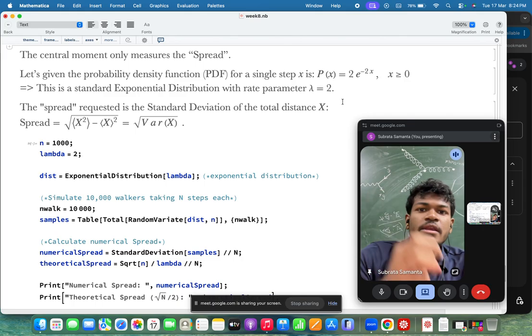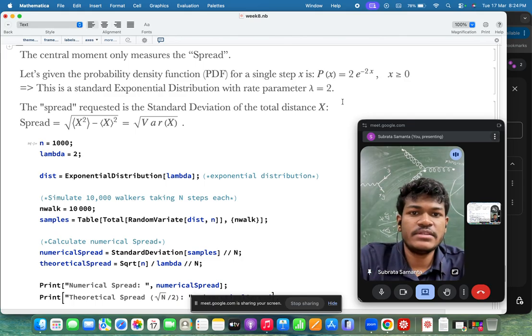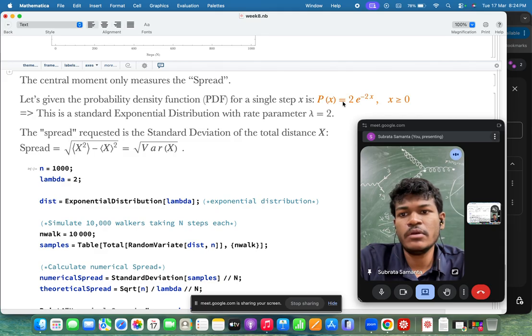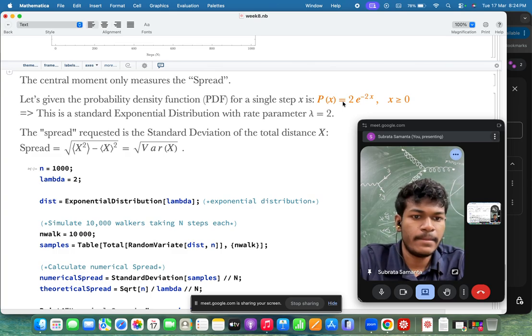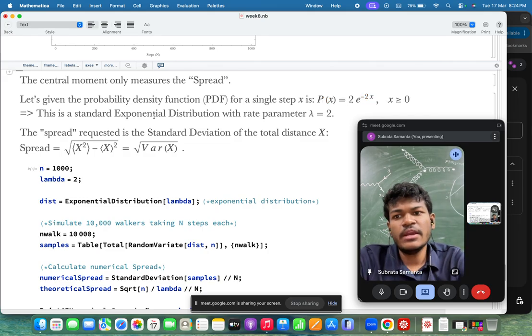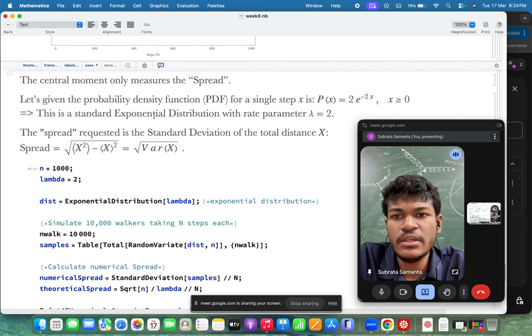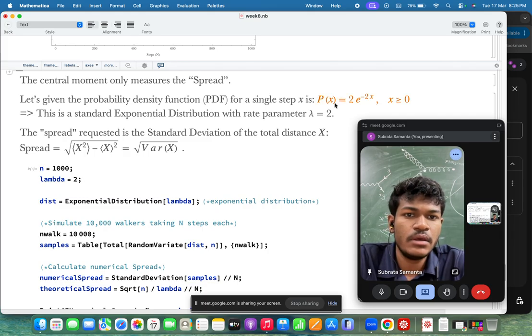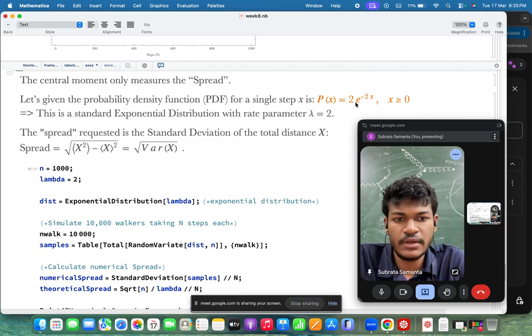So, let us given a probability density function, PDF, for a single step. Now we do another problem, where the steps do not follow a binomial distribution, but follow an exponential distribution, and we see how it goes to a Gaussian distribution if we increase m. Let us first start with a probability density function for a single step, which is 2 e to the power minus 2x, where x is greater than 0. So, I restricted it only to the positive direction.